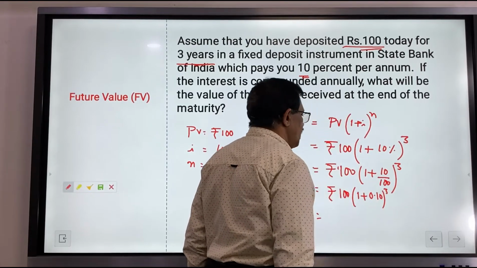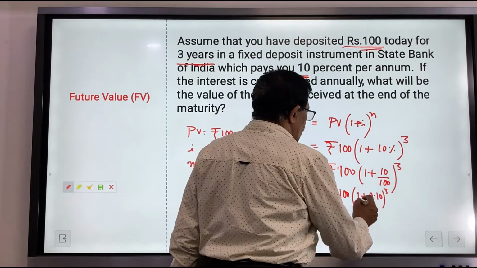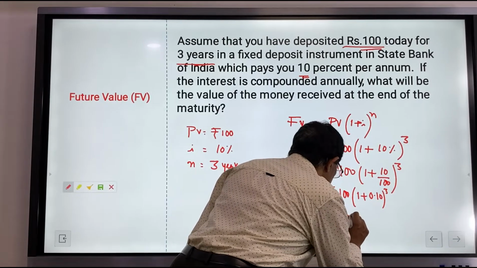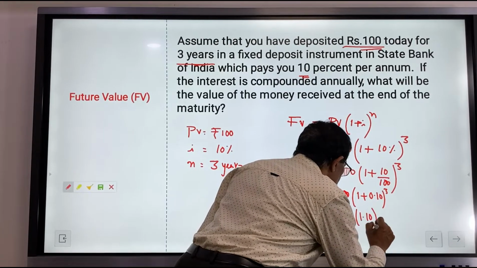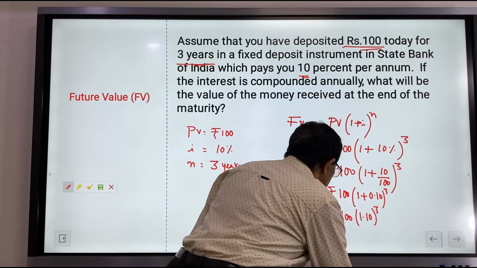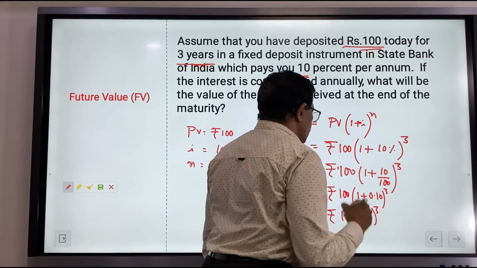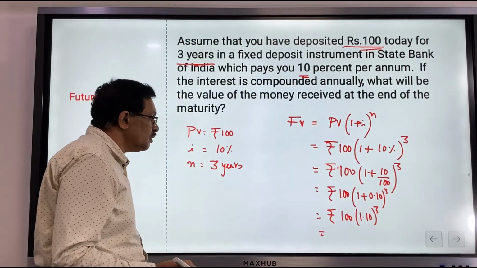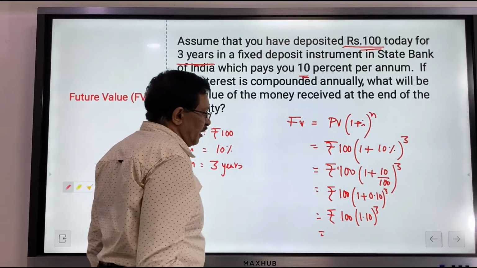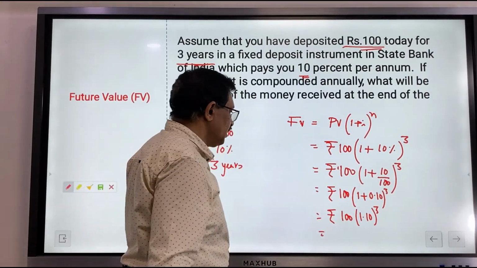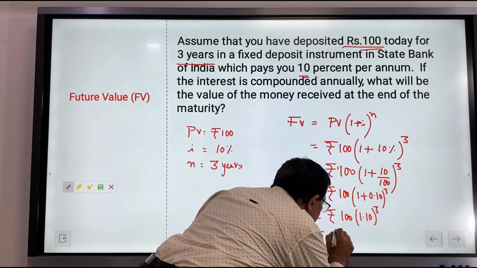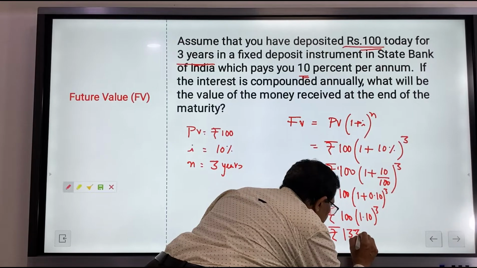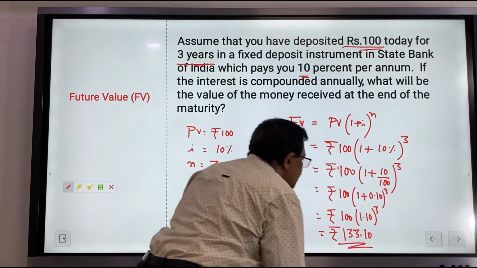By using a simple calculator, we can find out the value of this particular thing. That is 100 into 1.10 whole power of 3. 1.1 to the power of 3 is nothing but 1.1 into 1.1 into 1.1. After computing that value, you are going to multiply with 100. This will be equivalent to rupees 133.10. The answer will be this one.